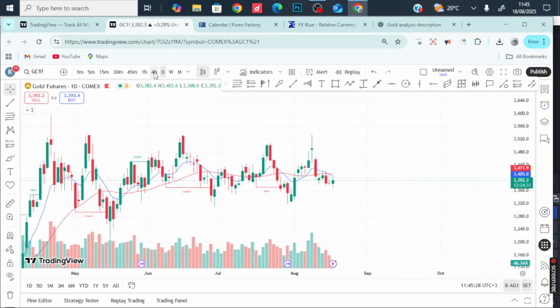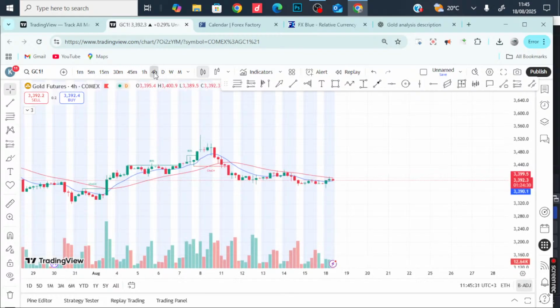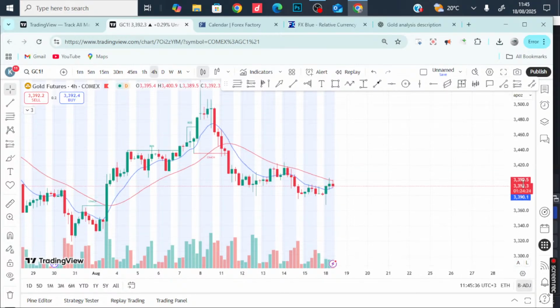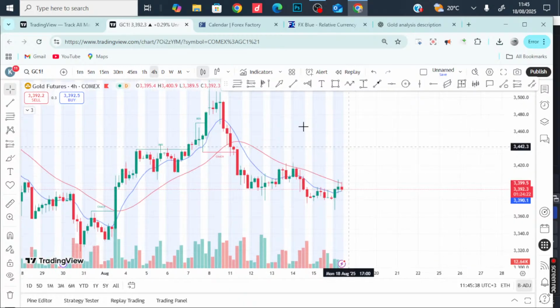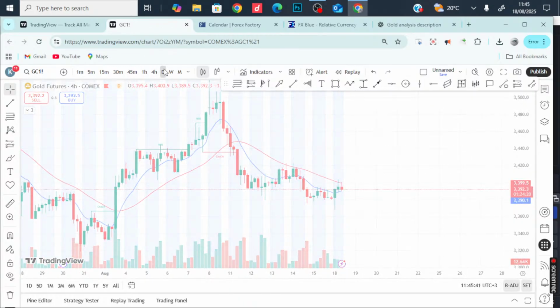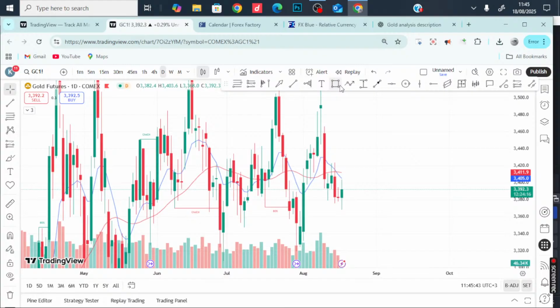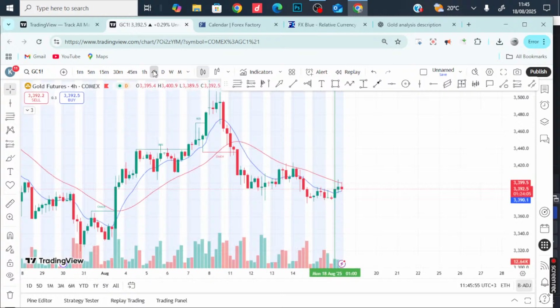we shall go to the 4-hour time frame. As we go to the 4-hour time frame, let's mark first the day, how the day started. The day started looking bullish, and then in the long run we don't know how the market will go. So from the day time frame, the market is bullish. We note down that in the daily time frame, the market was bullish.